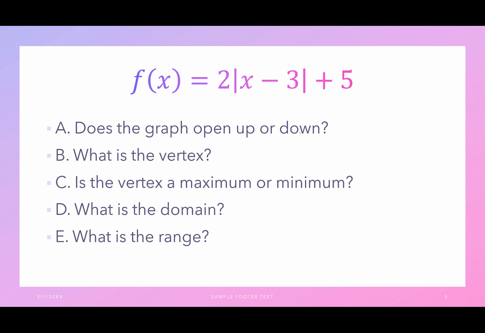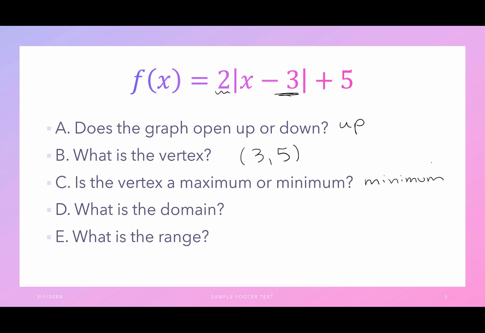Let's say I have f of x is 2 times the absolute value of x minus 3 plus 5. So question A says, does the graph open up or down? So I look at this 2, which is positive, so I know it's going to open up. B says, what's the vertex? Well, that's going to be at 3, 5. So inside the absolute value, I want you to think of going opposite of the sign of the number, and then outside, I want you to keep the sign of the number. Is this vertex a max or a min? 2 is positive, it's opening up, that's a minimum.